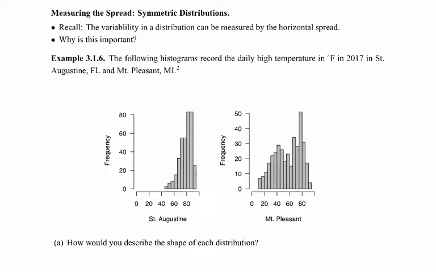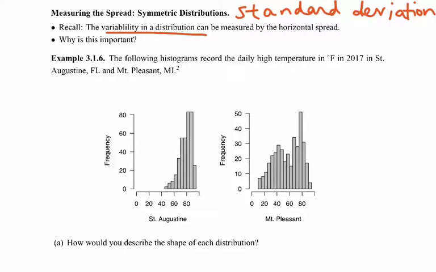Let's talk about the spread. If it's a symmetric distribution, what are we going to use to calculate the spread? This time we're going to use what's called the standard deviation. Remember, if it's a symmetric distribution, we're going to use the standard deviation to talk about the spread. The spread refers to the variability in the distribution. Horizontally, how far apart are the data points? Are the data points really separated, or are they all clustered around a particular value?